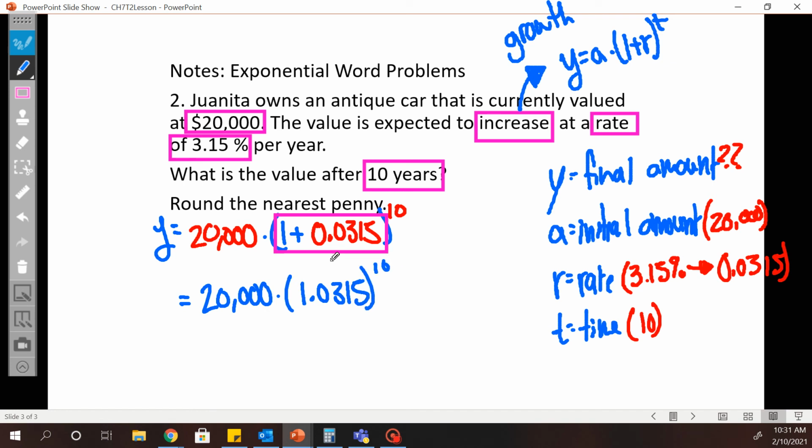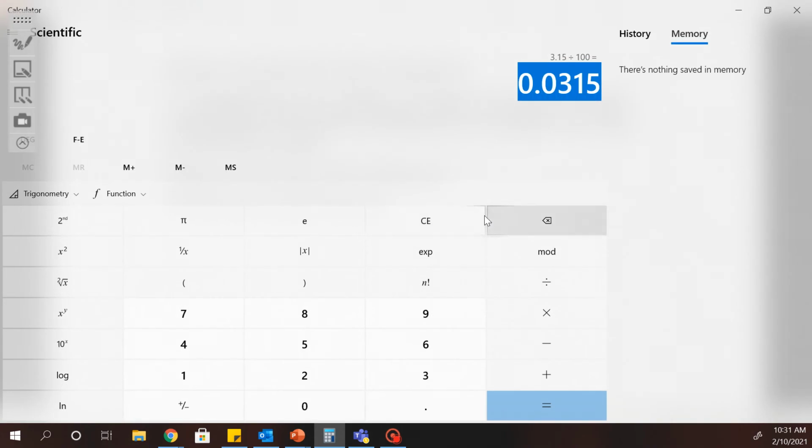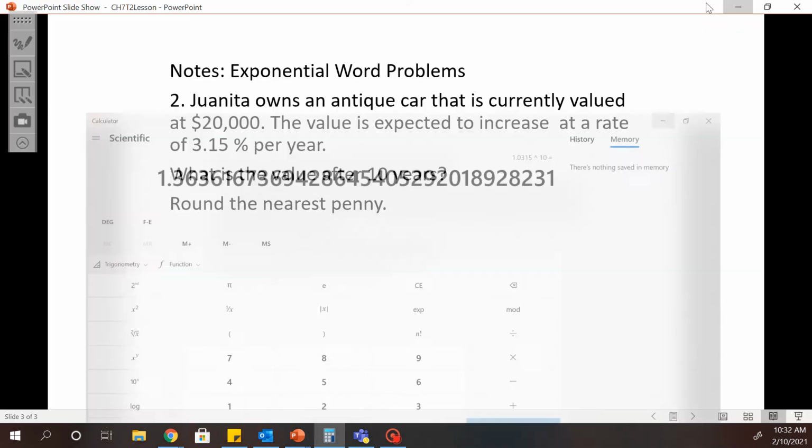Now I just want to point something out. This number that is in the parentheses right here, 1.0315, this is referred to as the factor. Okay, just keep that in mind. It's referred to as the factor. All right, next I will do the exponent. So 1.0315 raised to the 10th power, which gives us this.